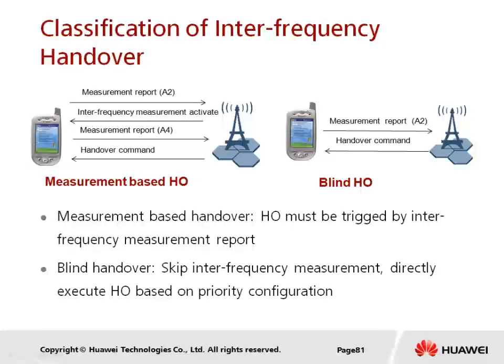But on some occasions, there is no need to measure the inter-frequency neighbor, and that is called blind handover. This can be done by turning on the relevant blind handover switch. So that's number one. In order to enable that, the blind handover switch has to be turned on.